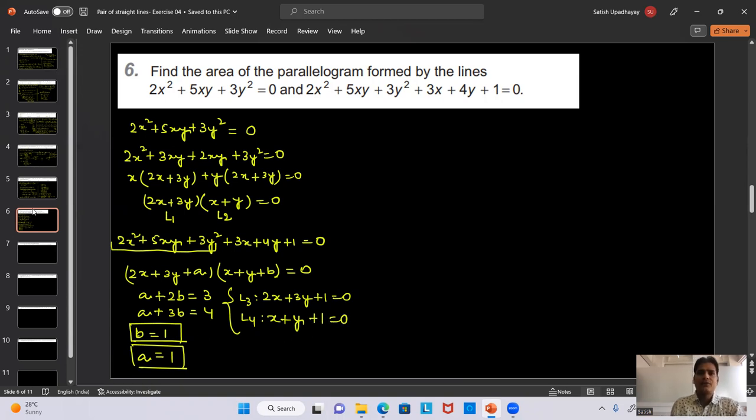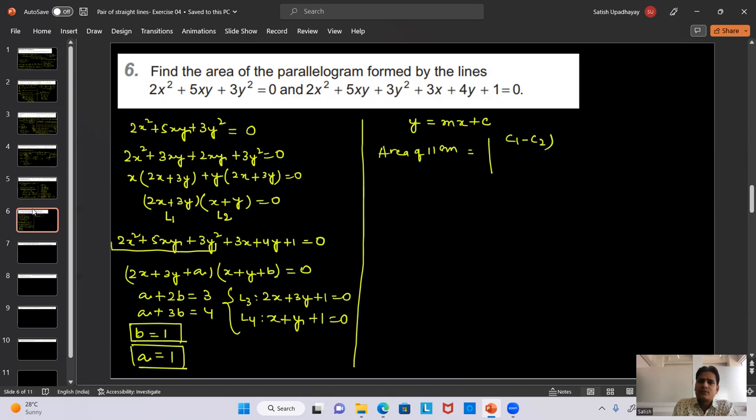So we have the 4 lines which are forming the parallelogram. If the line is given in this form, y is equal to mx plus c, we know the area of the parallelogram. We used to give it by mod of C1 minus C2 into D1 minus D2 upon 1 minus M1 M2, right? Oh sorry, that will be M1 minus M2, not 1 minus M1 M2.